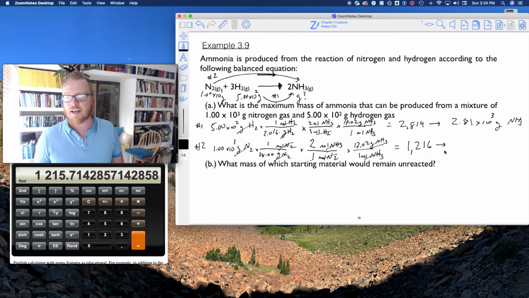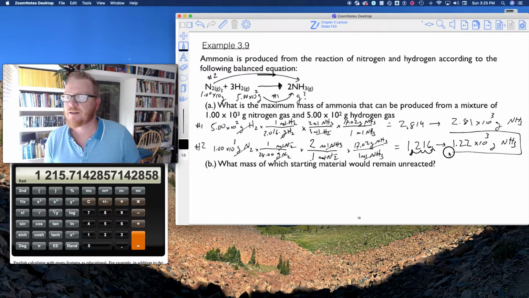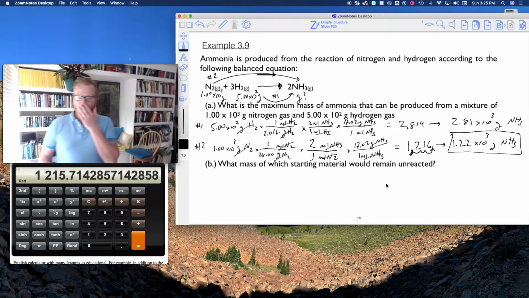I still need 3 sig figs out of this. So right here's where my comma is, that's going to go 1, 2, 3. So now that's 1.2 something times 10 to the 3. For 3 sig figs, it's 1.2, and then that 6 is going to make that 1 round up to another 2. So it's 1.22 times 10 to the 3 grams of NH3. What is the maximum amount that can be created? Remember, the least is the most. So 1.22 times 10 to the 3, that's 1,220, or 1,216 with 4 sig figs, grams of ammonia.